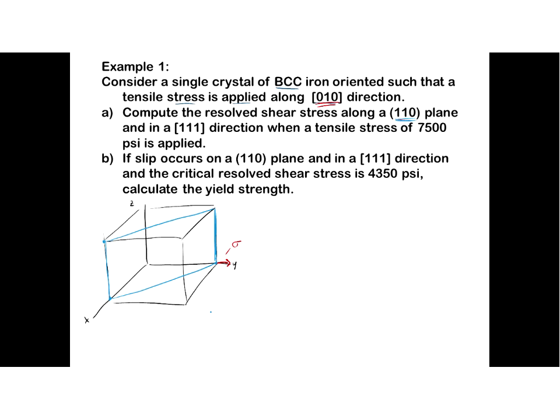Okay, so there's the plane, and the direction we're looking at is in the 111 direction. Okay, so what direction is that? Let's see, 110 plane and in a 111 direction. Yeah, that's the diagonal vector.